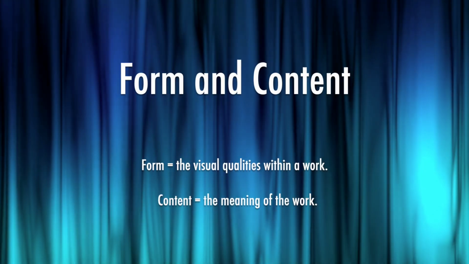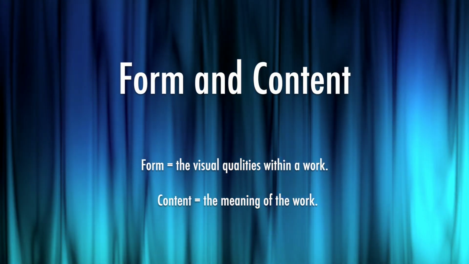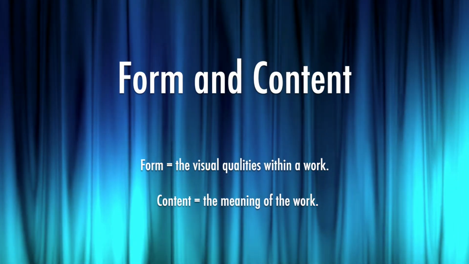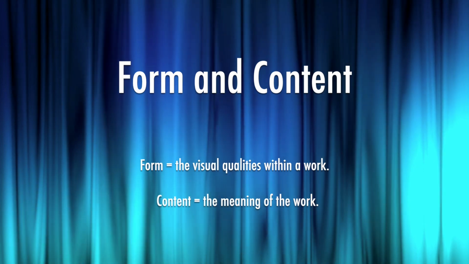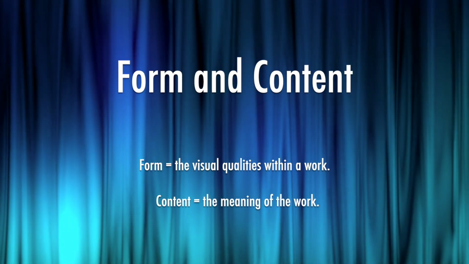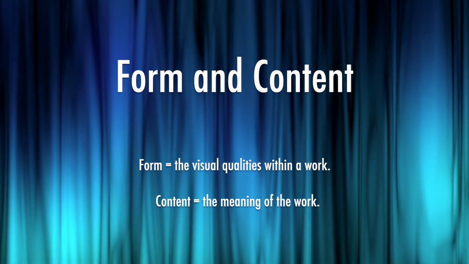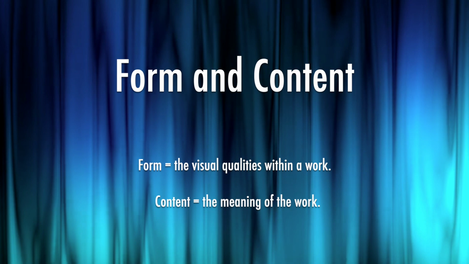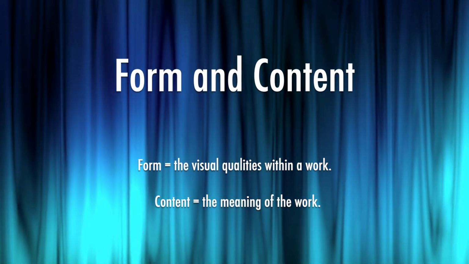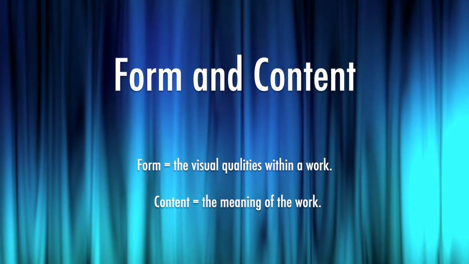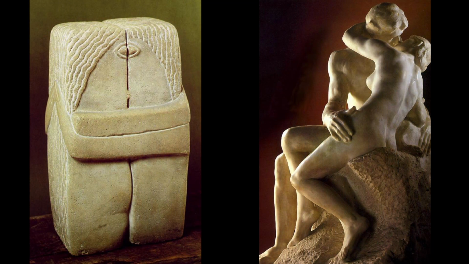Let's talk about the terms form and content. Form refers to the total effect of the combined visual qualities in a work, which include such components as materials, color, line, shape, and design. Content refers to the message or meaning of a work of art, which includes its emotional, intellectual, symbolic, thematic, and narrative connotations. Here we have two very different interpretations of the same subject, the kiss.